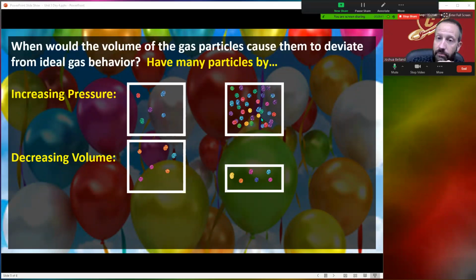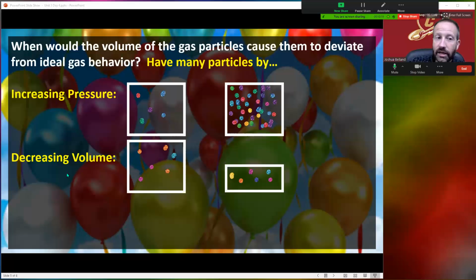What do I expect to happen? I expect the volume to actually be bigger than ideal gas law would tell me. Because now, not only are they moving around, taking up the space, they're hitting each other, they're noticing each other. So the volume is actually larger. You have to account for that extra space taken up by so many particles. So increasing pressure makes it deviate from ideal gas law behavior, because now the volume is going to be a little larger than we predicted.